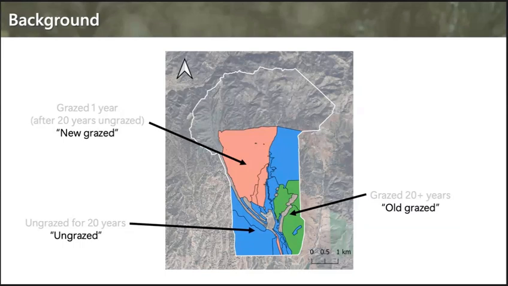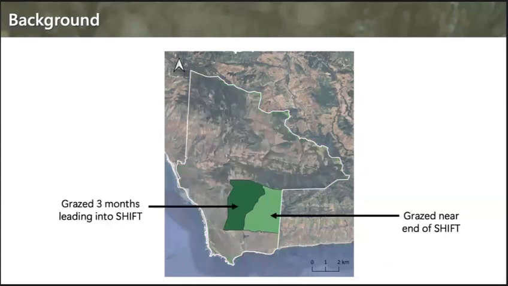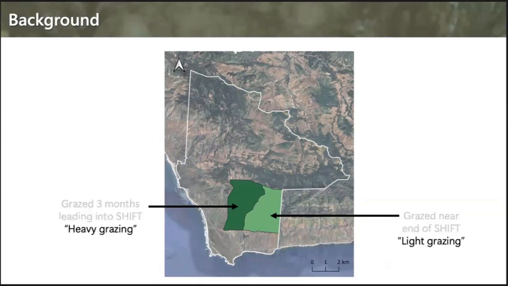And in contrast, at Dangermond, for the year of SHIFT, we have information on the timing and the amount of cows moving in and out of each pasture. So here I'm showing the animal unit months used in 2022, which I'll use as the indicator of grazing intensity here, where the darker green indicates the higher intensity grazing. And my focus will be on these 2 pastures in particular, which are neighboring each other. The one on the left had higher intensity grazing and was also actively grazed for a few months leading into the SHIFT project, whereas the one on the right was lower intensity grazing, although it also had active grazing during SHIFT starting near the end of the period.